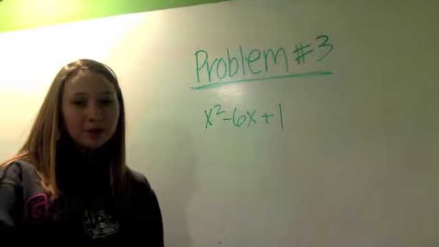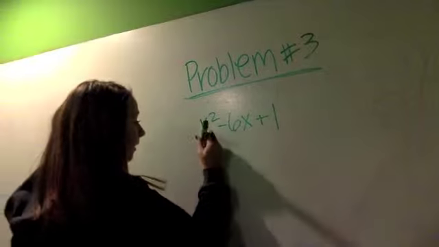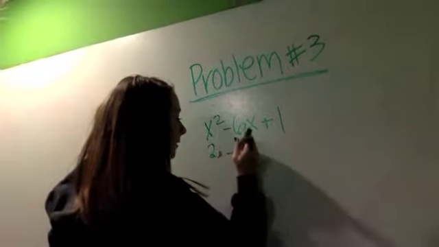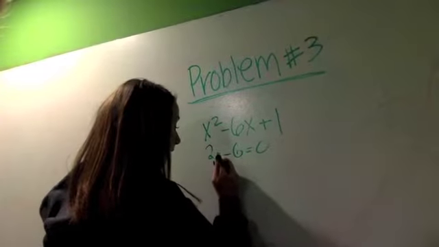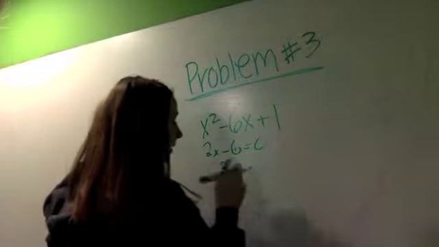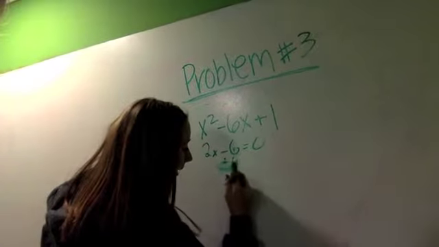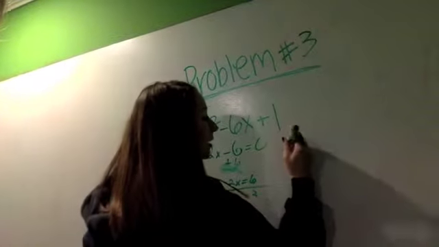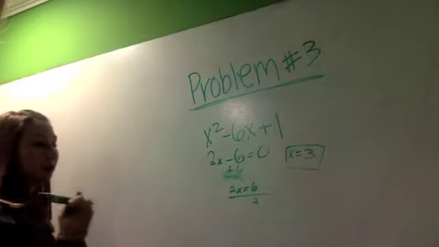The third problem we were doing, we're going to find the critical points again. So first we're going to start with finding the derivative. So 2x minus 6, and then you set that equal to 0, and then add 6, and so then 2x equals 6, divide by 2, x equals 3, so that's your x value, and then you just plug it back in.